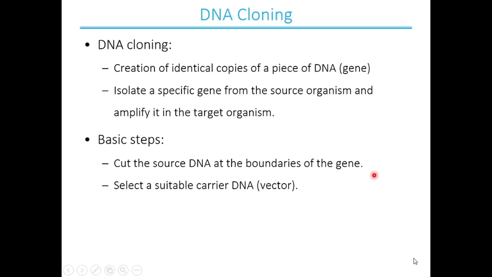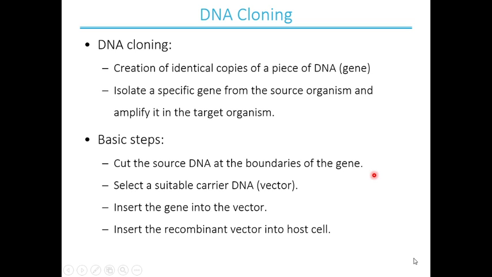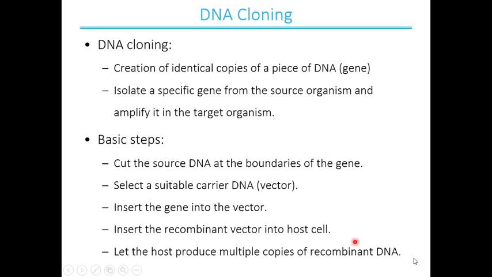Select a suitable DNA or a vector, and we'll talk about what a vector is in a bit. Insert the gene that you've cut from the organism into the vector, and insert this new vector, which is called a recombinant vector, into a host cell. And a host cell could be anything, typically a bacterium. And we will talk about this specific technique in a bit. Let the host produce multiple copies of recombinant DNA. So these are the basic steps involved in DNA cloning.